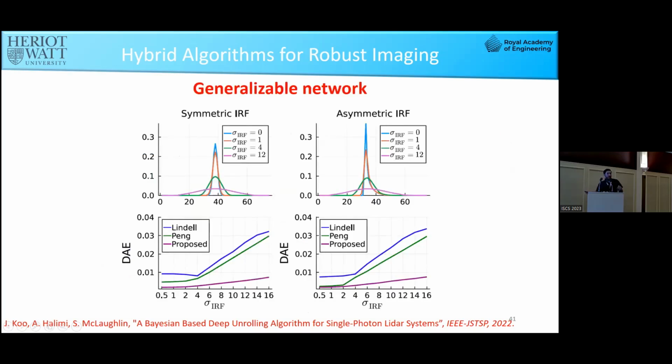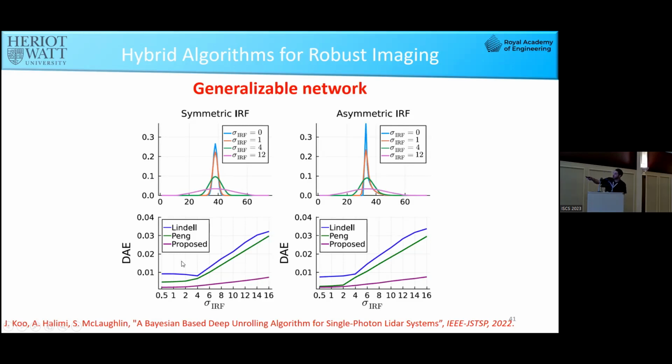Another nice property coming from the use of a statistical model is that the network is quite robust to differences between training and testing data. To validate this, we trained our network using the impulse response function shown in blue. And then when coming to the testing phase, we changed this impulse response and generated new data. The way we changed it is by convolving it with a Gaussian, having a variance of sigma IRF. So if we increase sigma IRF, the impulse response becomes larger and larger.